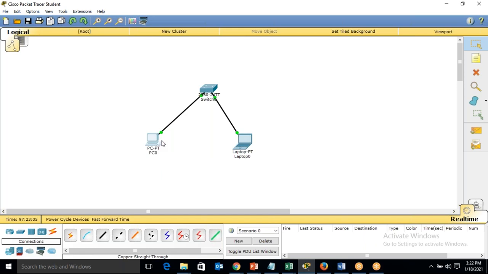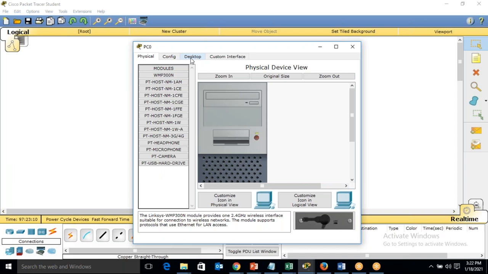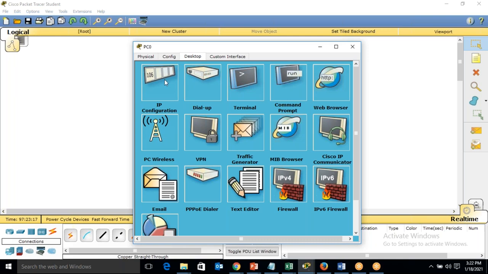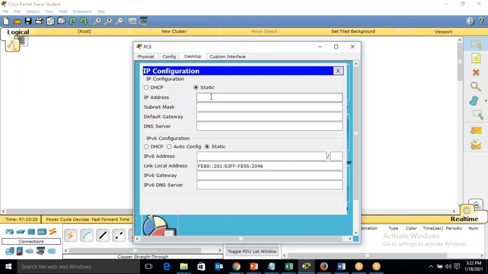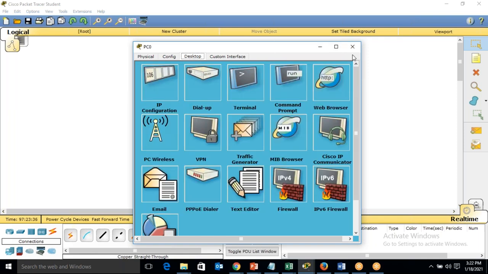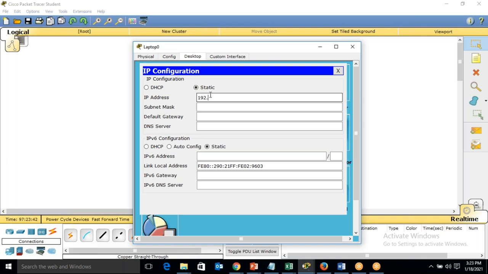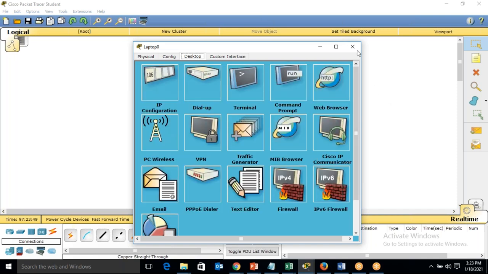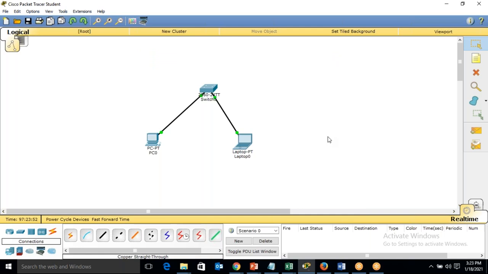Click on the PC. You will get this. In this, choose the third option in the top layer, that is the Desktop. In Desktop, you will have the first option called IP Configuration. In this IP configuration, type any random IP address within the same network, that is 192.168.1.1. I'll press the tab button, and automatically it will take the subnet mask. Just close this. Again, go to the laptop and repeat the same process, that is 192.168.1.2. That is 1.1 and this is 1.2. Close this. Now both the PCs are assigned an IP address.